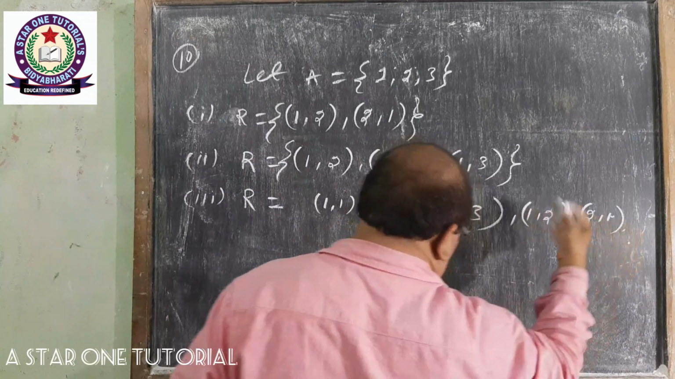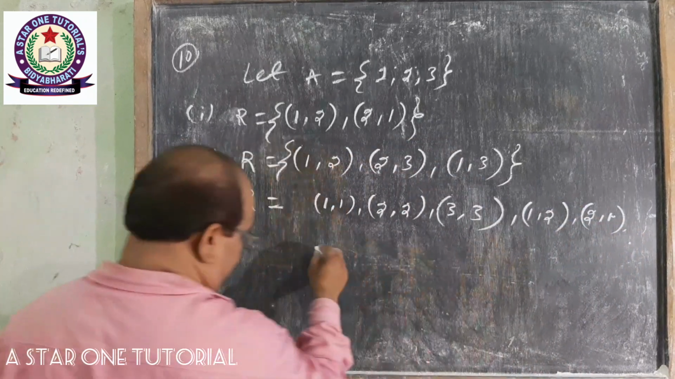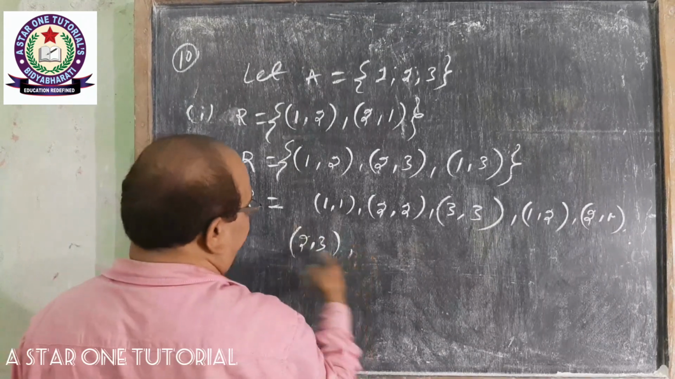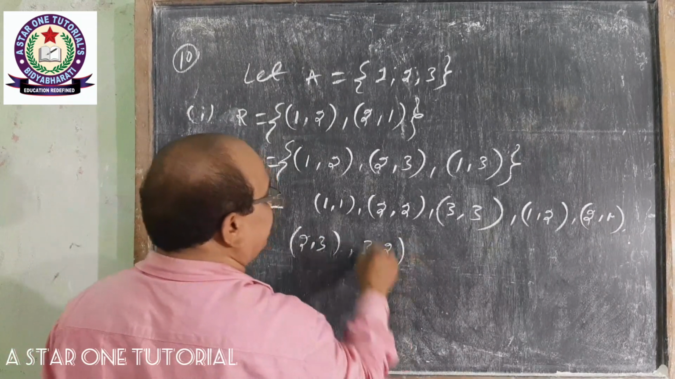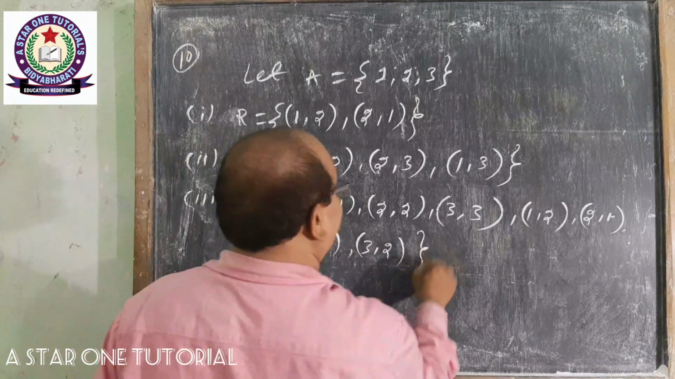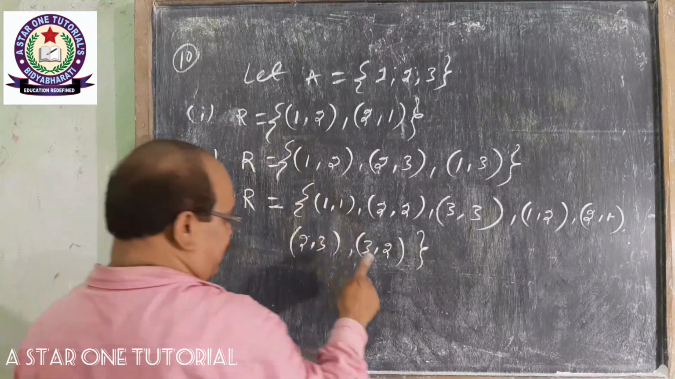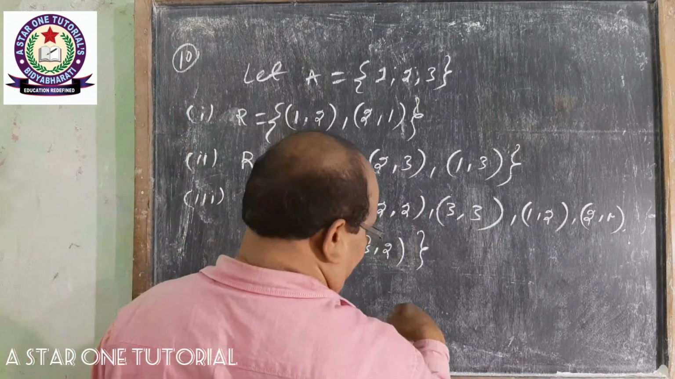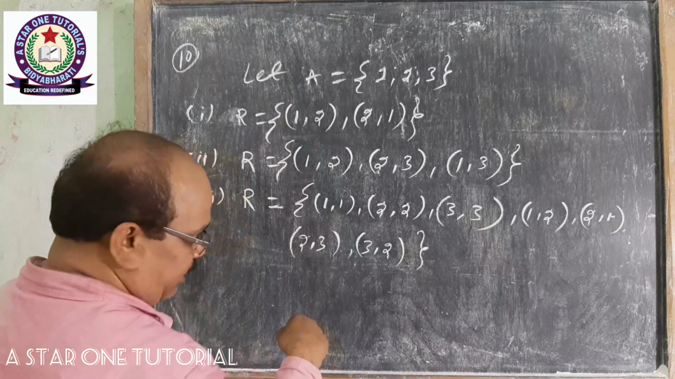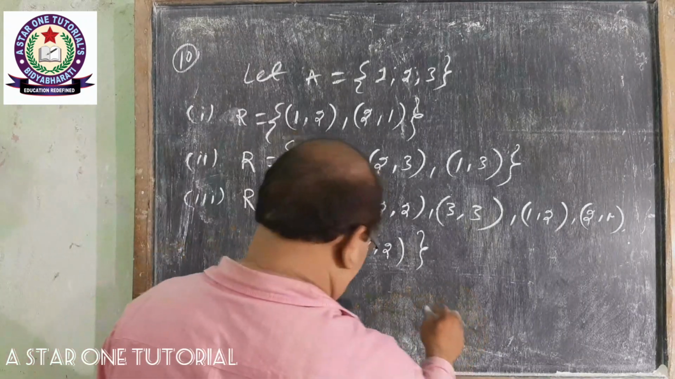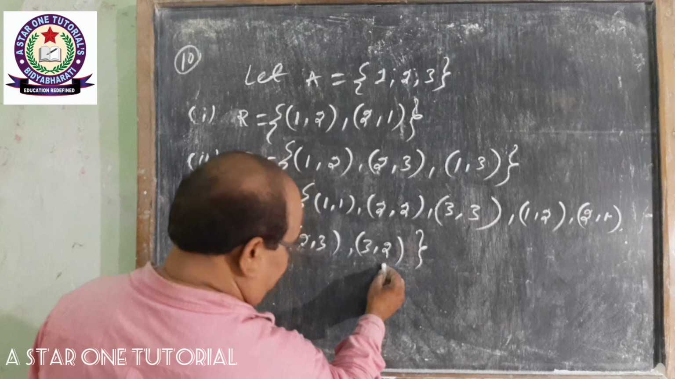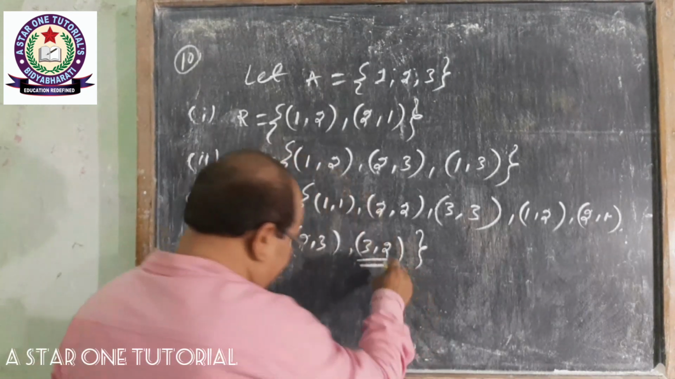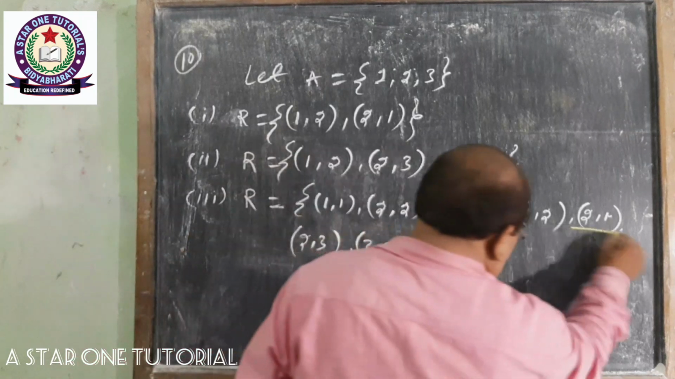So again we have to take some other elements. Suppose we take (2, 3). For symmetry we have to take its reverse, that is (3, 2). Now this relation is definitely reflexive and symmetric but not transitive. Why? Because for transitivity, you see the pair (3, 2), take this element and this element.